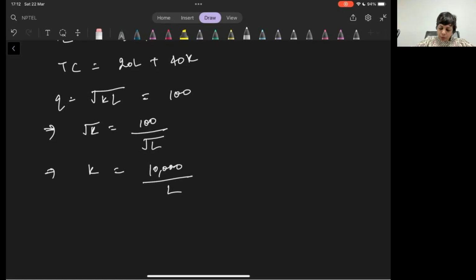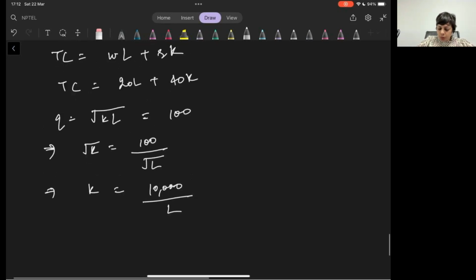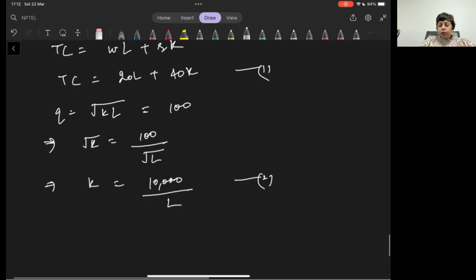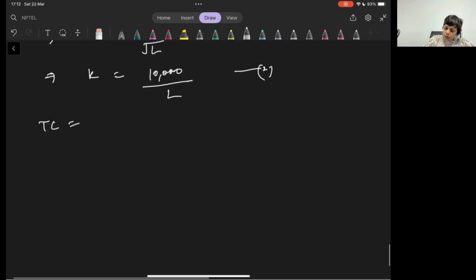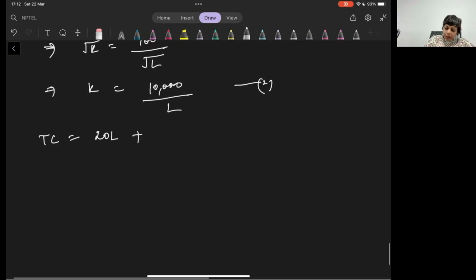I know it's not pretty, but you at least have a relation. So now let's number these equations. If this is equation 1, this is equation 2. Now we take equation 1, total cost is equal to 20L plus 40K. Now instead of K, we plug in the value of 10,000 divided by L. So let's rewrite that: this is 20L plus 40K, and instead of K, we write this expression.